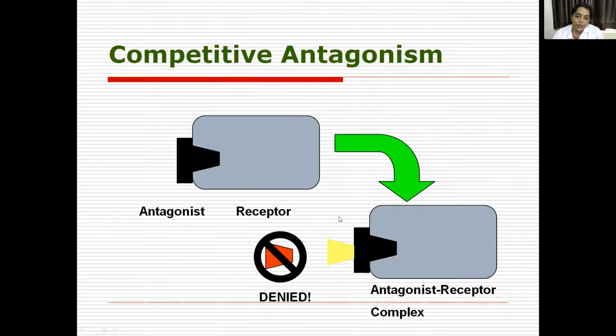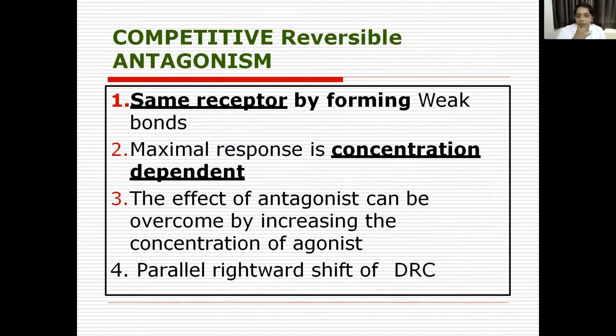Here we have two types: reversible competitive antagonism and irreversible competitive antagonism. In reversible competitive antagonism, the antagonist binds with the receptor but forms weak bonds, so it is easily displaceable by increasing the concentration of the agonist. See, same receptor, the antagonist binds to the same receptor by forming weak bonds.